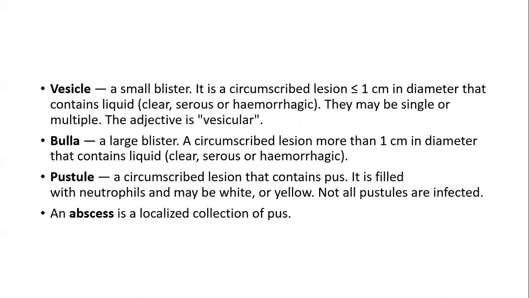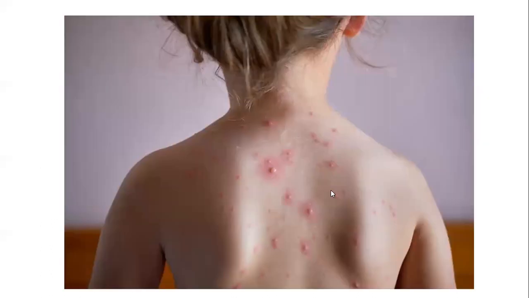Pustule is a small, less than 1 centimeter lesion that contains pus. And on histology, it will be filled with neutrophils. And you know that all the pustules are not infected. There are many diseases which have non-infective pustules. An abscess is a large lesion that contains pus, also known as a furuncle.